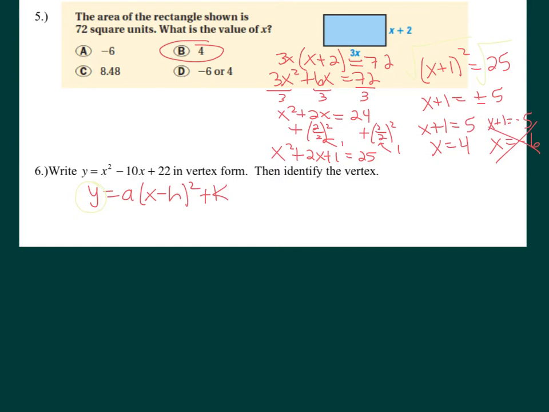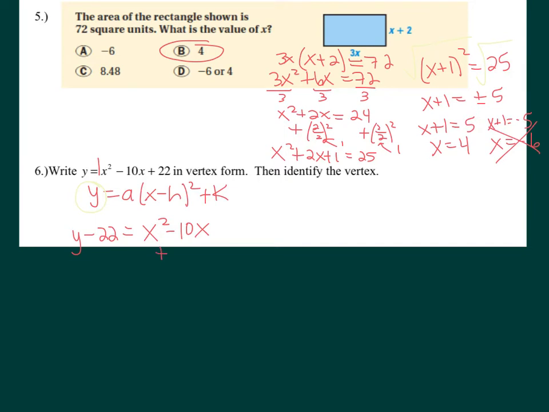So, first thing we do is divide by a, but the a value is 1, so all of your terms would stay the same even when we divide by 1. The next step is to move the constant to the other side. So I'm going to subtract 22 from both sides. So I'll have y minus 22 equals x squared minus 10x.